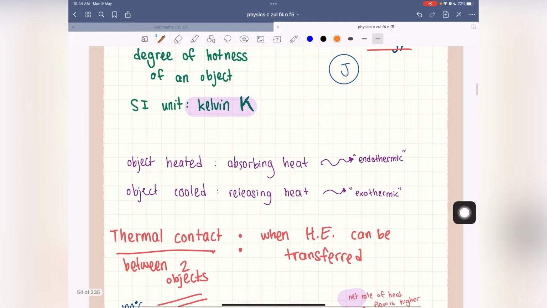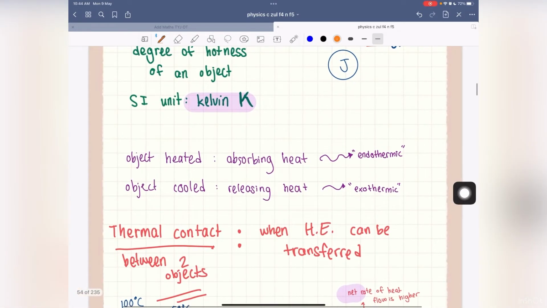So here is extra knowledge. An object heated is basically absorbing heat, and this is also known as endothermic, but this term is not really important, but it's good to know. Then an object cooled is releasing heat, which is exothermic.